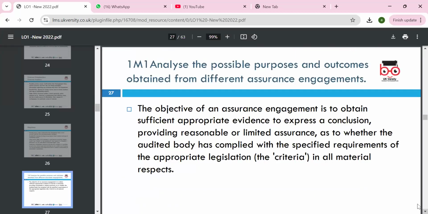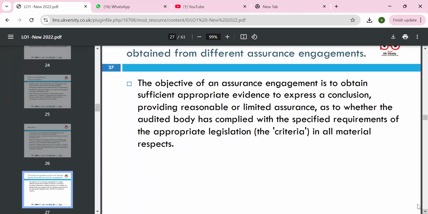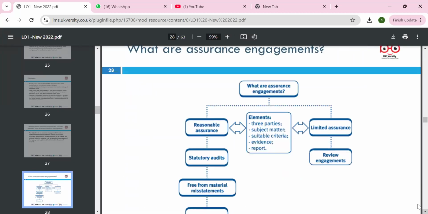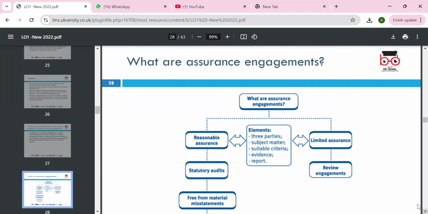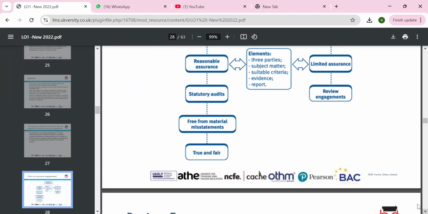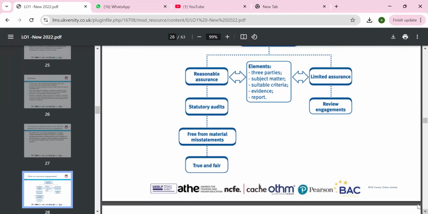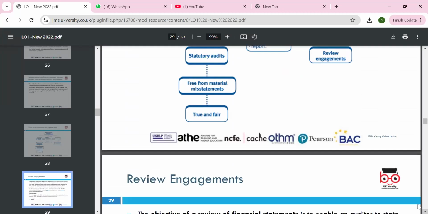And then, if you want to work towards merit, the objective of assurance is to obtain sufficient appropriate evidence and express a conclusion, and limited assurance, and whether the audited body has complied with the requirements. We can look at assurance engagement: reasonable assurance, statutory audit, free from material misstatement, true and fair, limited assurance, and review engagement.